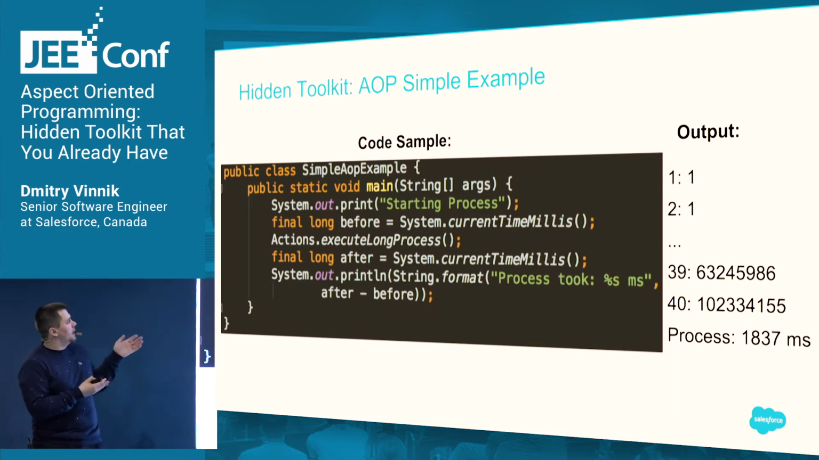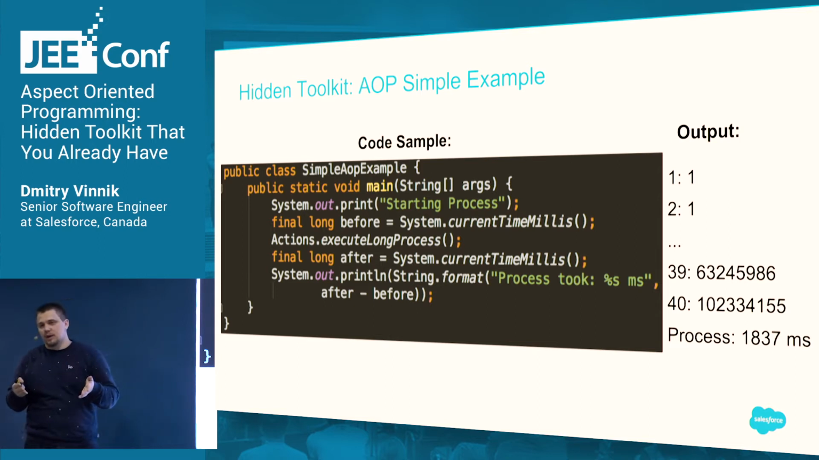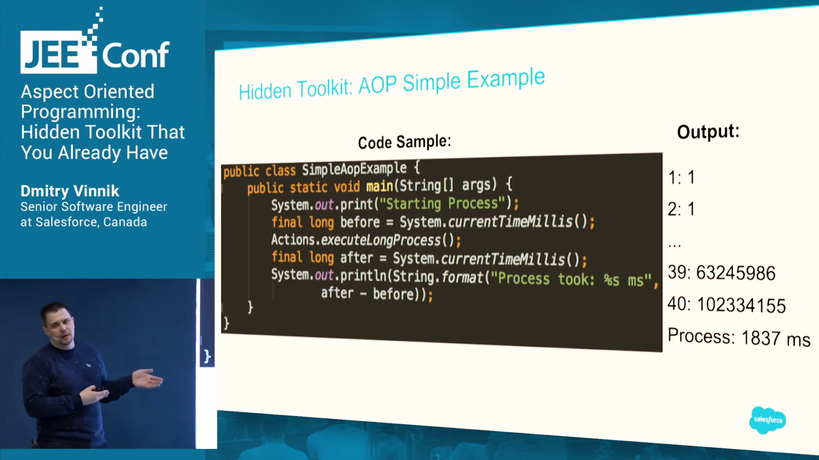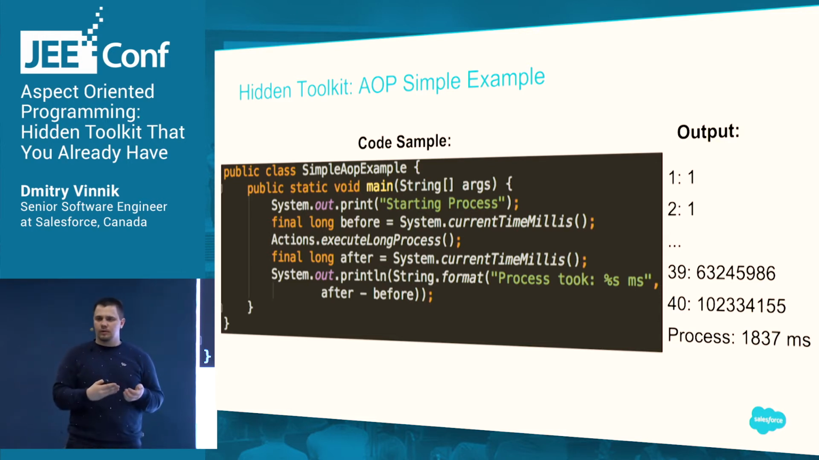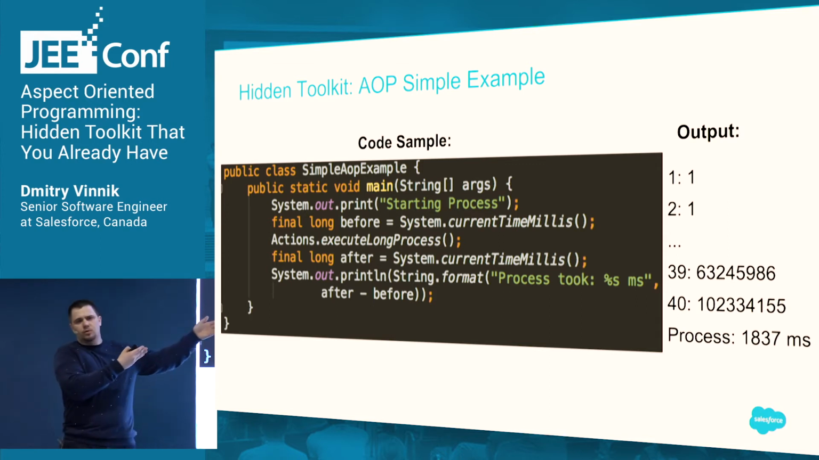And this specific slide targets the evidence that you already know aspect-oriented programming and have used it at some point. I'm pretty certain that all of you have done some variation of this. The main idea here is you get the current time, then you trigger some operation, which in this case executes a long process, and then you get the time again. By taking the difference, it will produce output of the time that this process took.